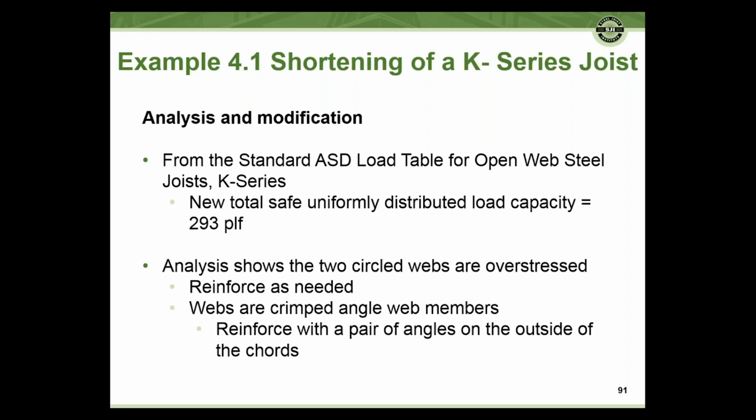For a K-series joist, your interior webs are most likely all going to be crimped angle webs. Your end web will probably be a rod. It could be a square bar, but a lot of times for this joist, it's probably going to be a rod. So we can reinforce those by just adding angles to the outside. Using that example, that sketch Bruce showed earlier, maybe the easiest thing is to simply design the new webs to handle the total force, sizing those new webs to handle the total force required at those locations.